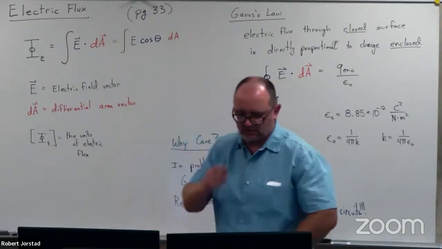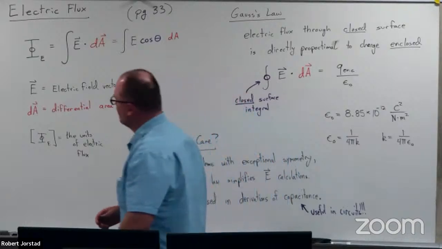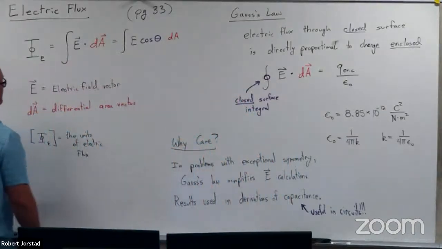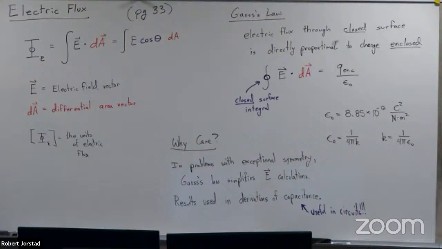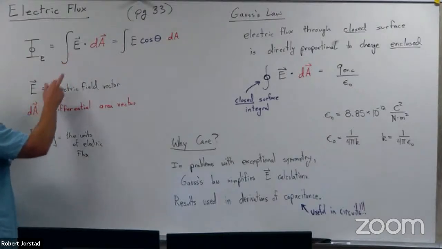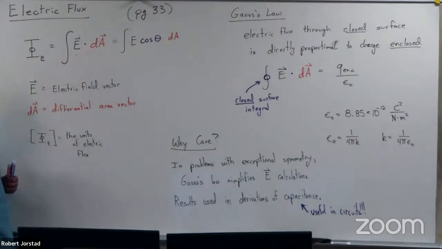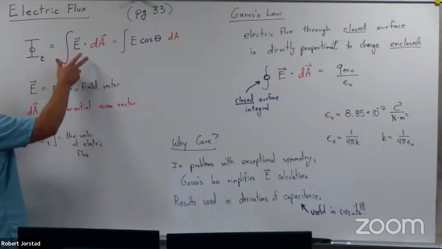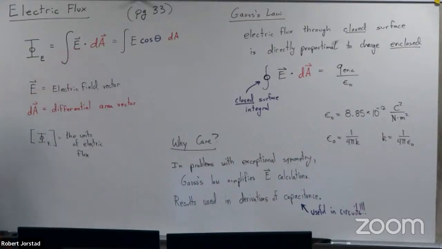All right, so before we talk about Gauss's law, I first need to talk about electric flux. Electric flux is this mathematical quantity, capital Phi subscript E. It's the integral of the electric field dotted with a differential area vector. Right now, this probably won't make a lot of sense, but I've got some simulations that will hopefully give you a feeling of what this means.